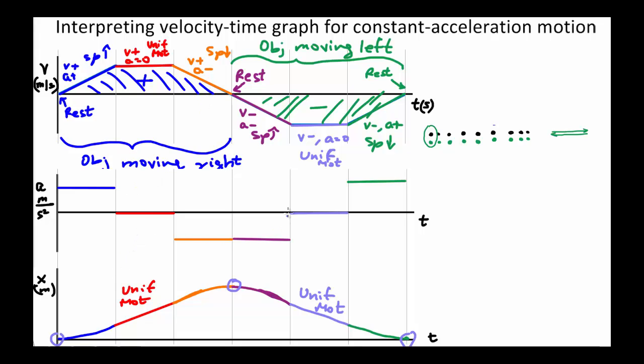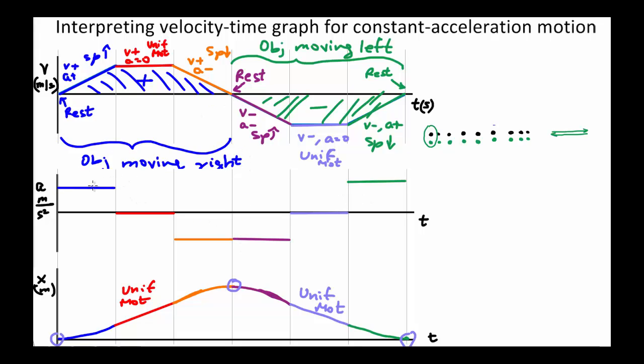I didn't say too much about the acceleration time graph. There's not too much interesting going on here, except just to note and remind ourselves that the acceleration time graph by itself does not tell us much. I can have 0 acceleration and the object is moving. I can have non-zero acceleration and the object is at rest.